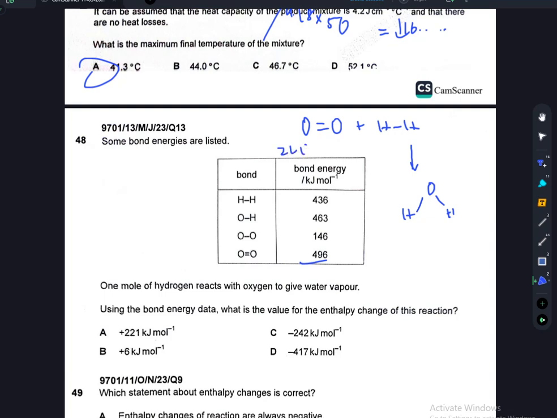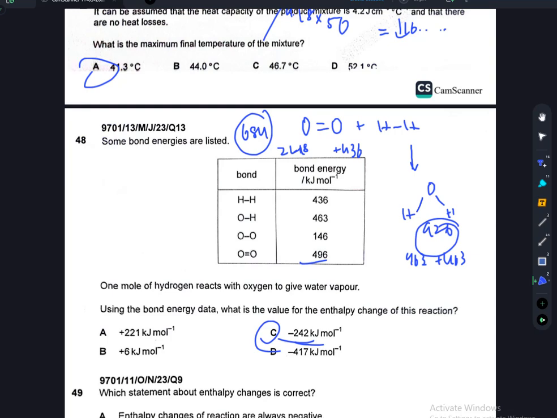So 248 of this, H–H is 436, O–H is 463 plus 463. This is 926 on the product side, and 248 plus 436, 684 on the reactant side. From the products, 926 minus 684 is how much? 242. 242 is your right answer, C.